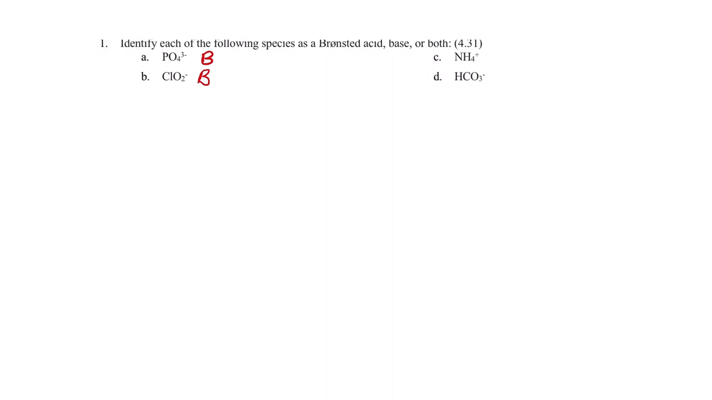Letter C, ammonium, is a Bronsted acid. It has a proton that it can give away. And in letter D, this is both, meaning amphoteric.